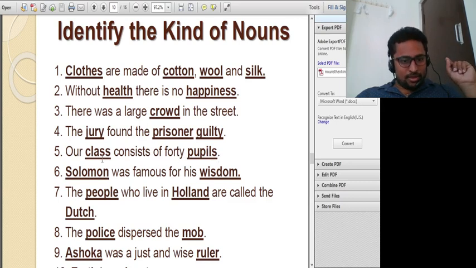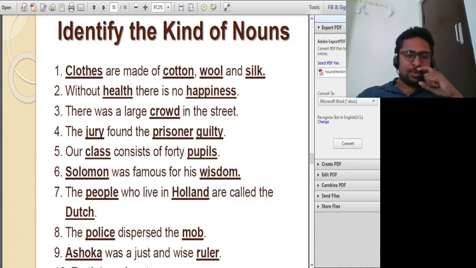Class is a common noun, and also a collective noun. It becomes common and collective. People is a common noun. People means students. Solomon was famous for his wisdom. Solomon is a proper noun, and wisdom is an abstract noun.